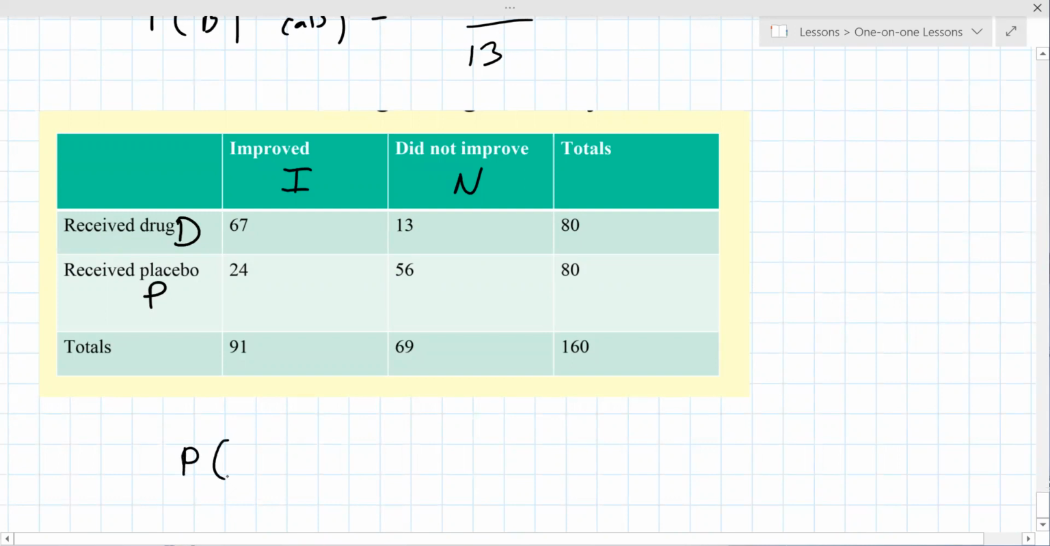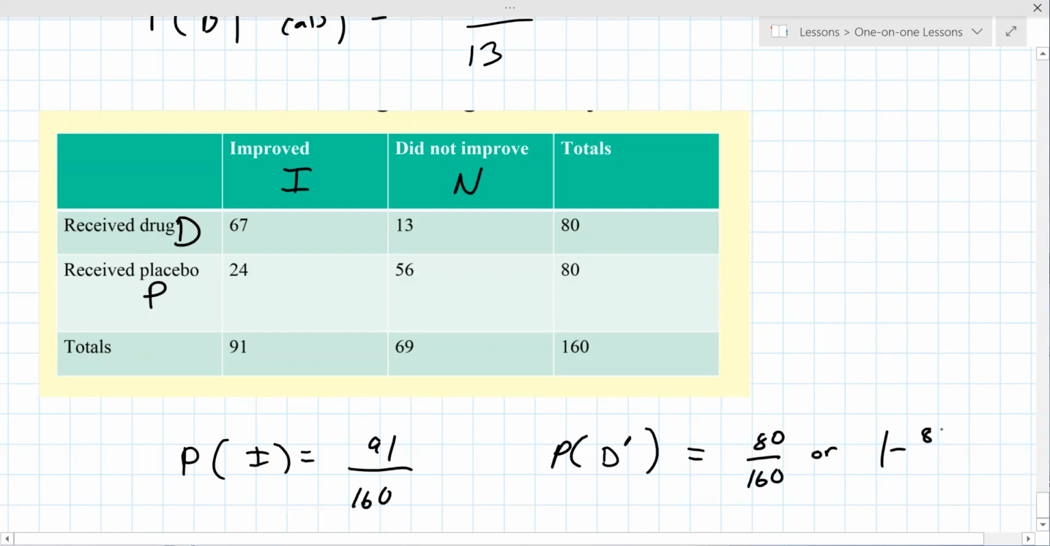What's the probability of I? 91 out of 160. Very good. What's the probability of not D? Not D. 80 out of 160, or 1 half. It's 1 minus 80 out of 160. Right? Yeah.